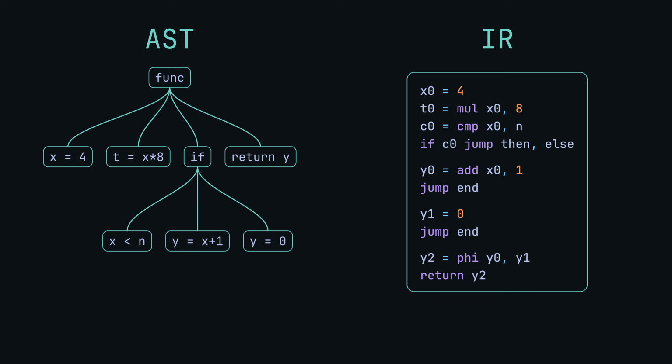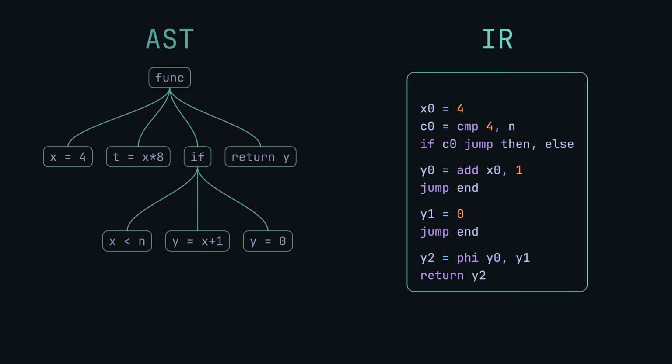This form is static single assignment. Every name has exactly one location where it's defined, so the question, where does this value come from, is trivial to answer. Many data flow questions that would have needed complex analysis on the AST become a single lookup on SSA. Constant propagation just becomes: look up the one definition, and dead code elimination becomes: find names with no users.